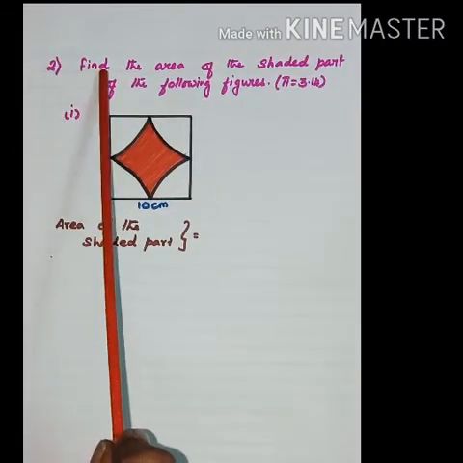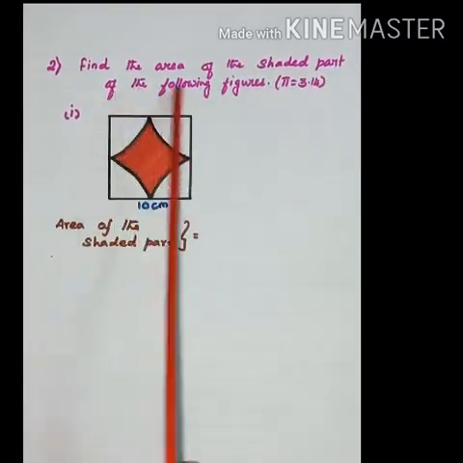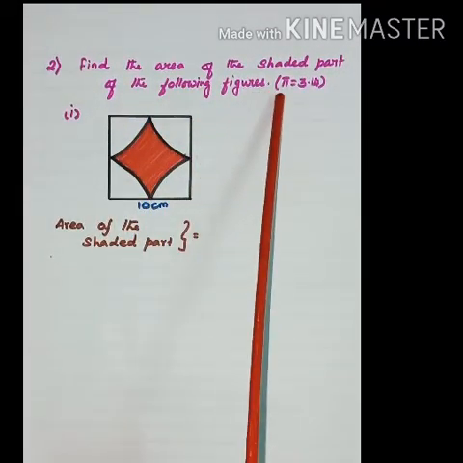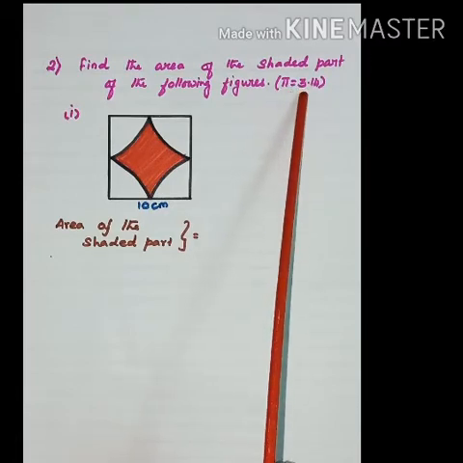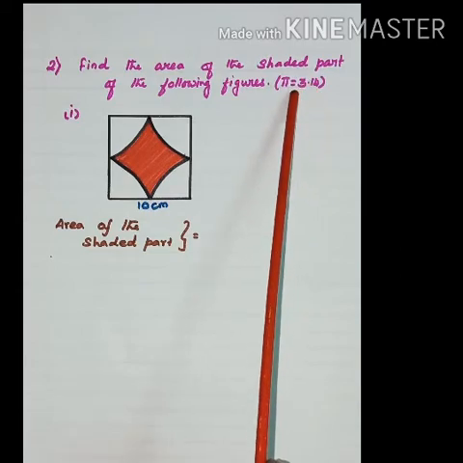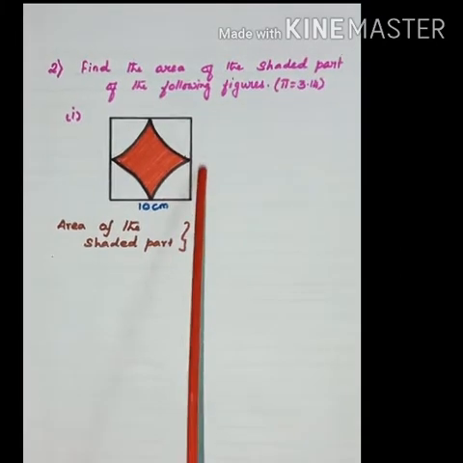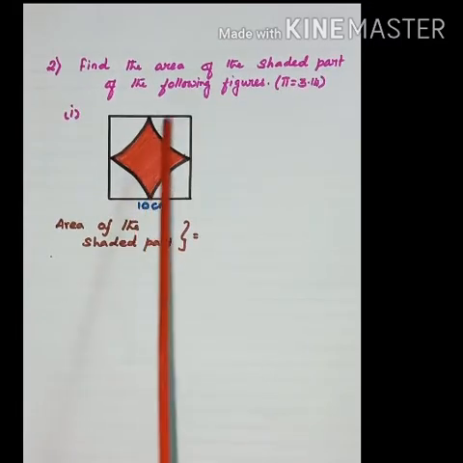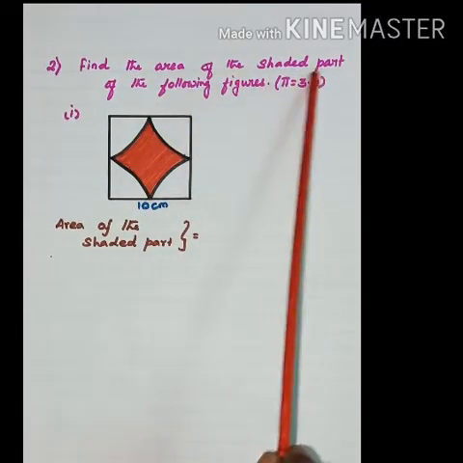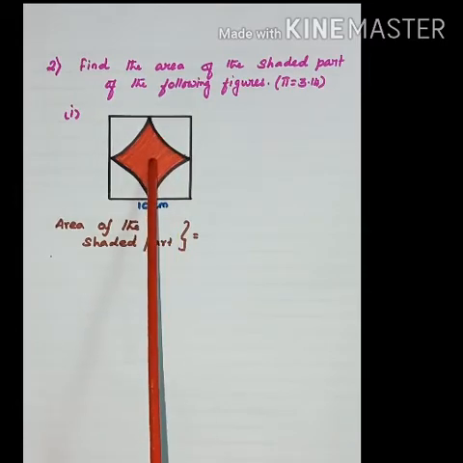Second sum is to find the area of the shaded part of the following figures. Here pi is equal to 3.14. They have given the pi value. We have to use this pi value. See, in this figure, they asked us to find the area of the shaded part. The area of the shaded part is this part.